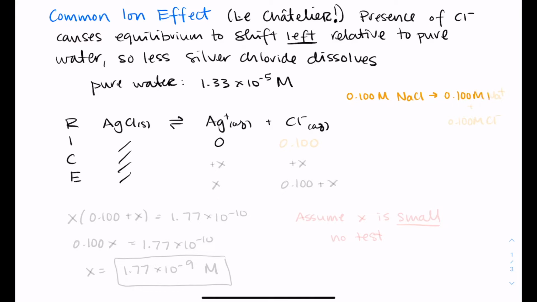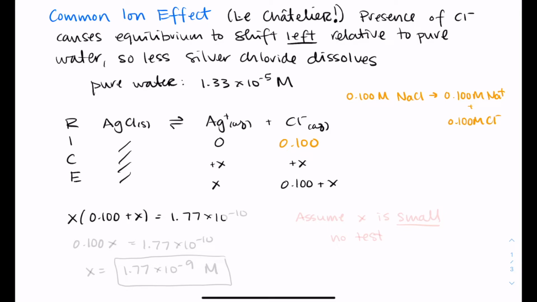Our reaction is the silver chloride dissolving, and my initial conditions include chloride. So my solution that I'm trying to dissolve silver chloride in has water and 0.1 molar sodium chloride. Sodium chloride is soluble completely, so that means it's 0.1 molar sodium and 0.1 molar chloride. So the 0.1 molar chloride is what goes in my initial row under Cl minus.